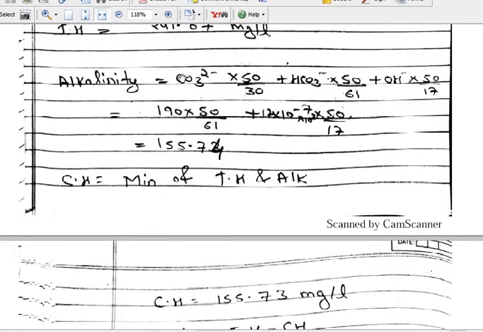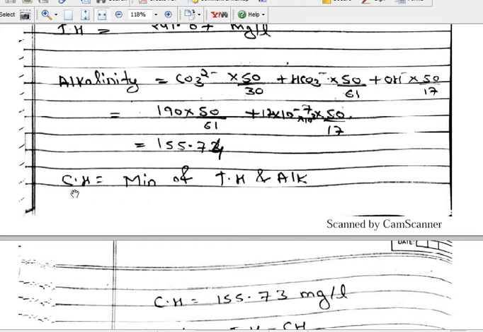So that is why the first term, the carbonate part, is 0. But bicarbonate concentration is given to you, that is 190. So 190 into 50 by 61 plus the OH minus ion concentration in mg per liter that we just calculated: 17 into 10 to the power minus 7 into 10 to the power 3, into 50 by 17. So this is your 155.74 mg per liter as CaCO3.